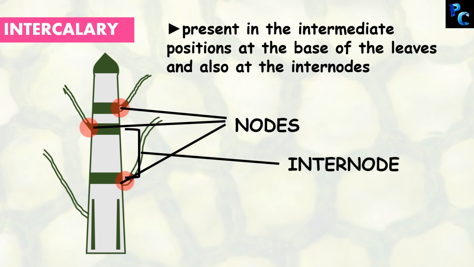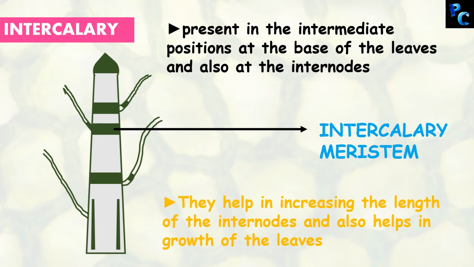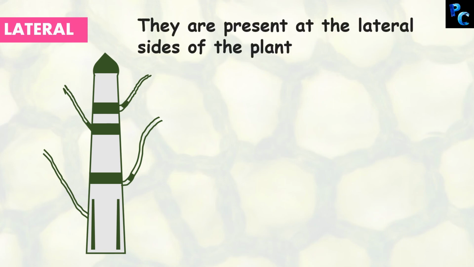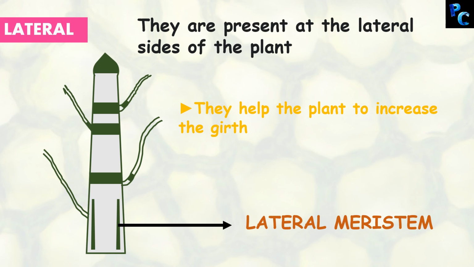Is it clear? So intercalary meristem is present in the nodes from where leaves come out and also in the internode, that is the space between two nodes. They help in increasing the length of the internodes and also help in the growth of the leaves. The third type of meristem is the lateral meristem. They are present on the lateral side of the plant. So this is a lateral meristem. They help the plant to increase the growth. That is, they make the plant fat. They are also called cambium.